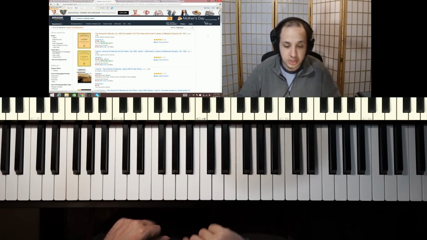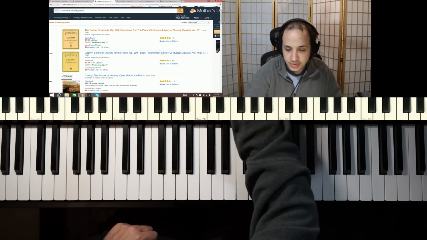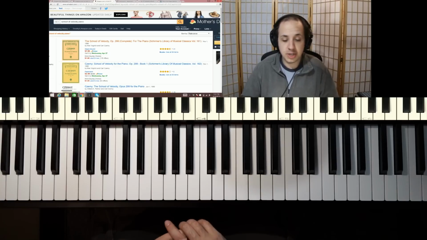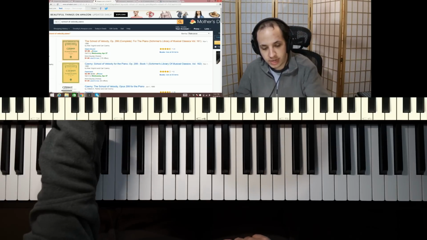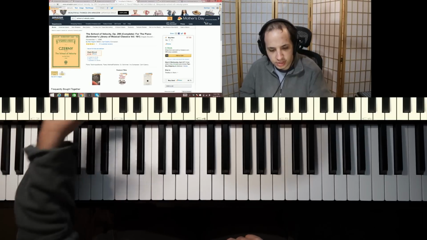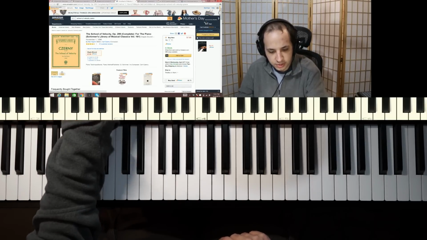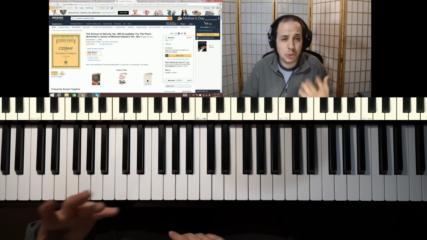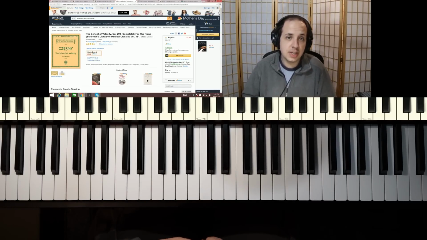Czerny's School of Velocity for the piano. I talked about Hanon and Czerny before, but these are also great exercises. I don't know if they have any that are just left hand alone, but like I said, you can break down any of these exercises into just the left hand.